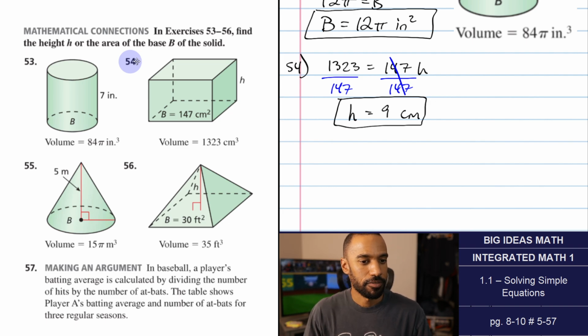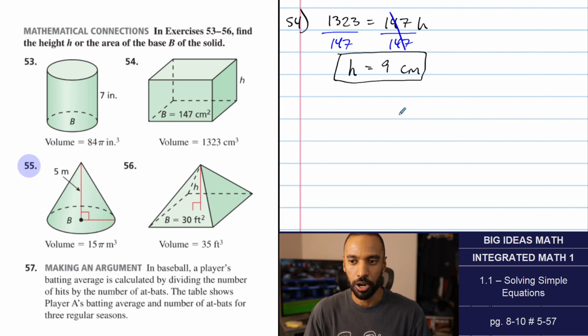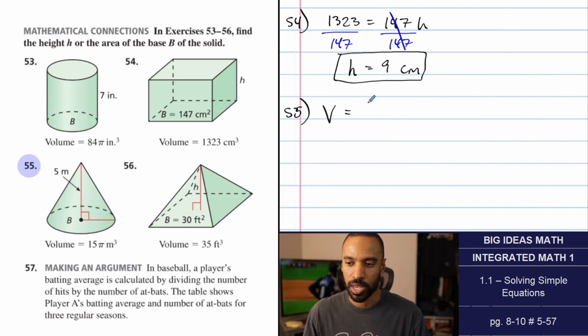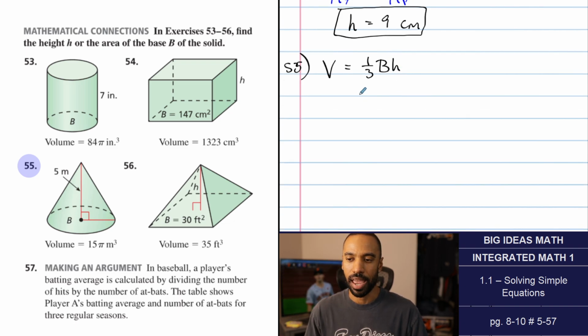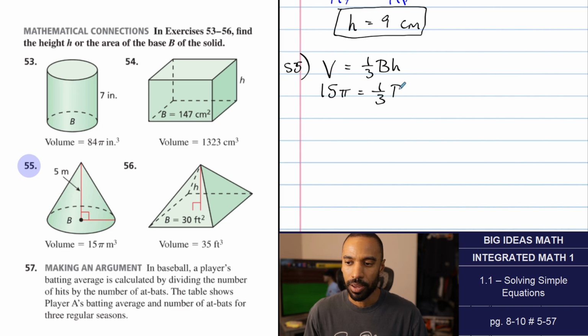Number 55 and 56 are cones and pyramids. For the cone and the pyramid, the volume is not quite area of base times height, but 1/3 area of base times height. You have to take area of base times height and divide it by 3. We have the height. We need the area of the base for number 55. And we have 15 pi as our volume. This is, once again, 1/3 area of our base times our height.